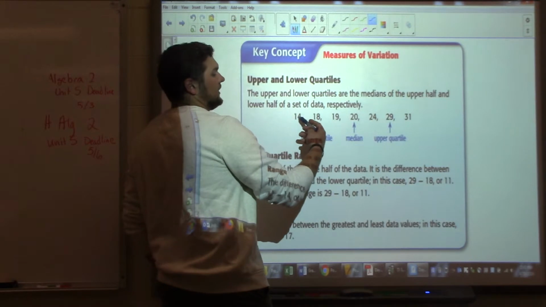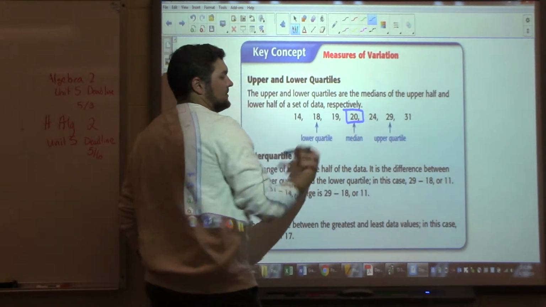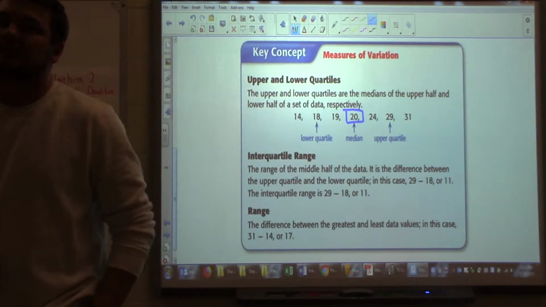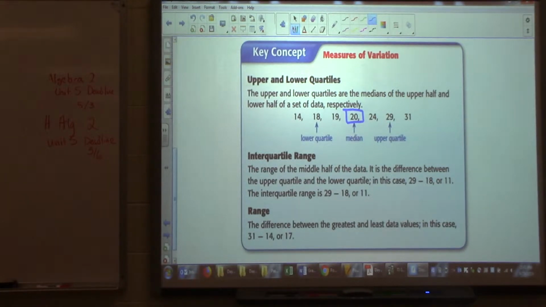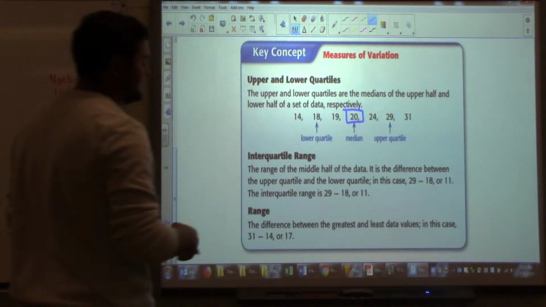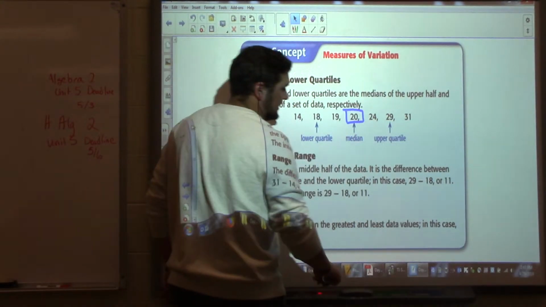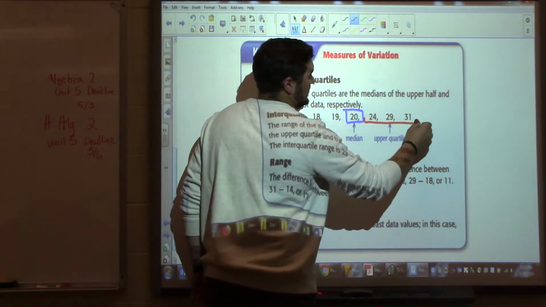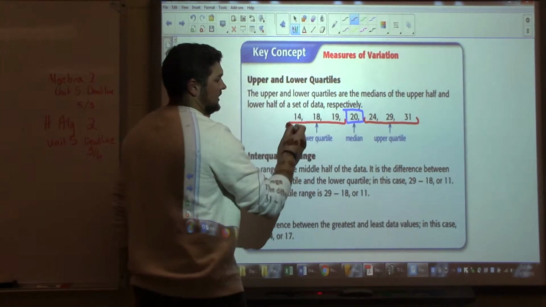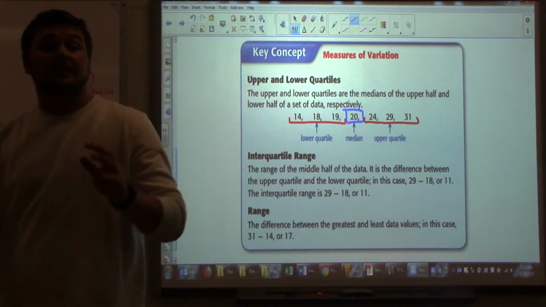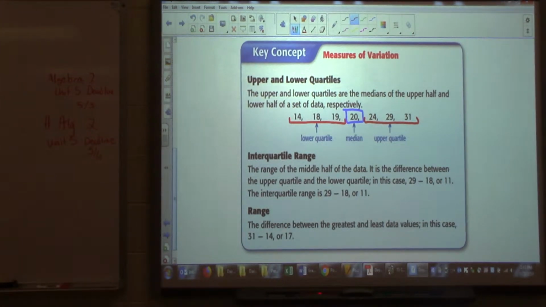So if I look here, I look for the median. A lot of times you'll see me put a box around the median, just so I know that's the median. Okay? What happens then to find my lower and upper quartiles is I'm going to take the set of data above the median and the set of data below the median, and I'm going to find the medians of those 2 pieces of data. That'll give me my upper and my lower quartile.